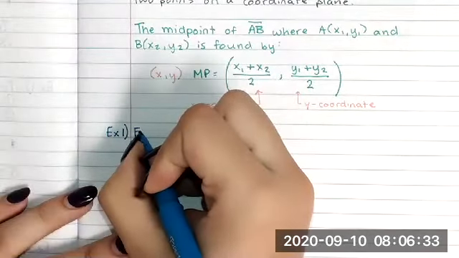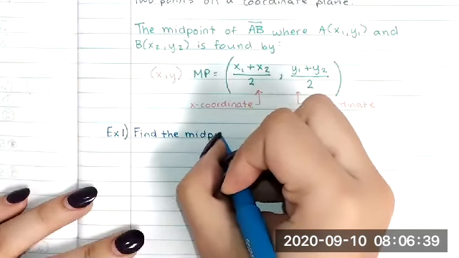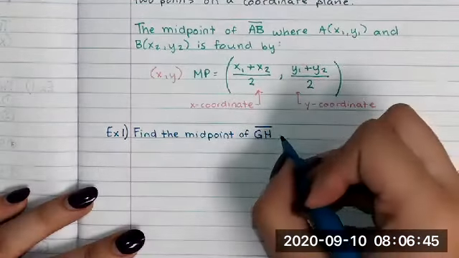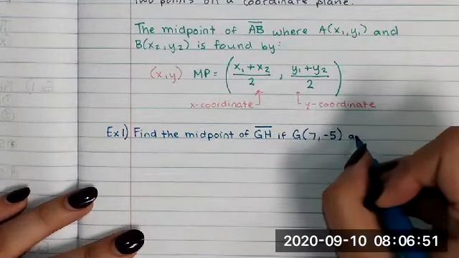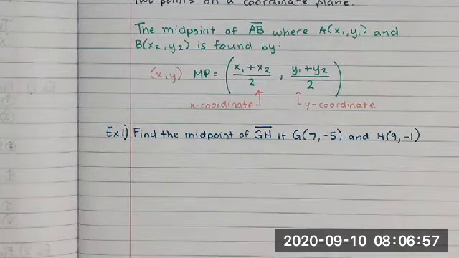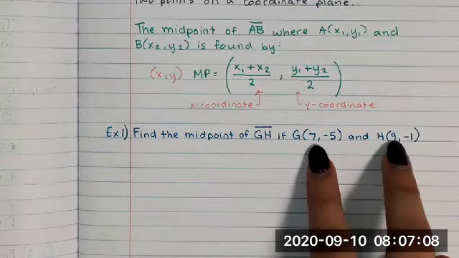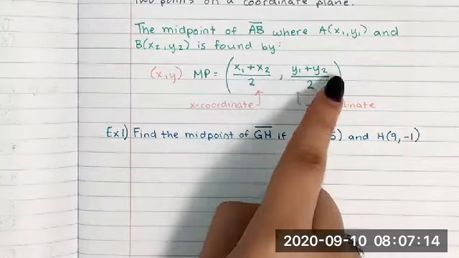So for this, we will find the midpoint of line segment GH if G is (7, -5) and H is (9, -1). So just like yesterday, we have two different x and y coordinates. We have two x's and two y's. So we need to differentiate between the two so that we can plug it into our formula.